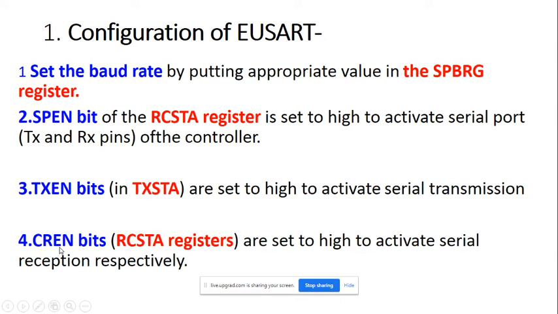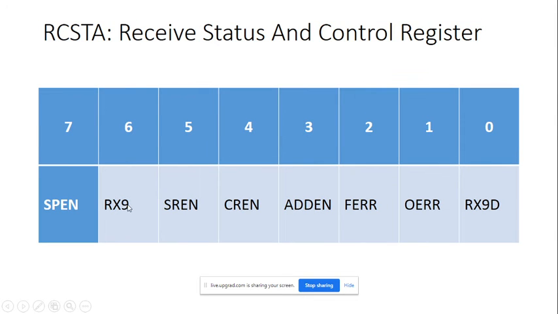Now this bit is located in the receive status and control register. That is here, bit number 4, the continuous receive enable bit. For this continuous receive, 1 means enable and 0 means disable. This bit must be 1.